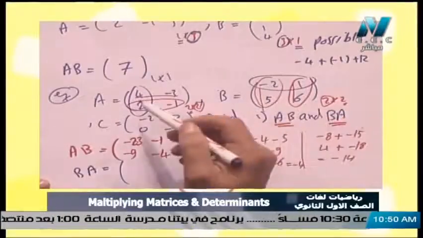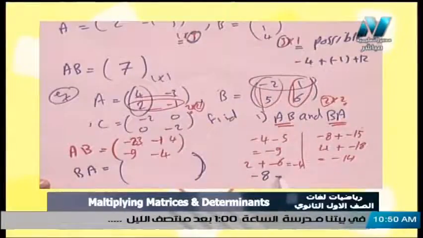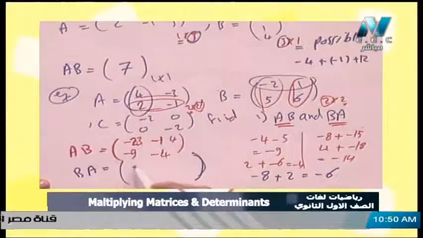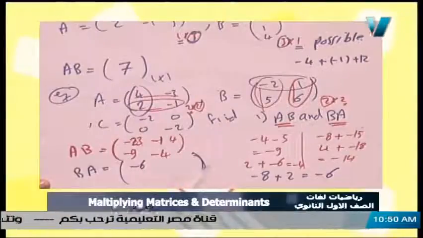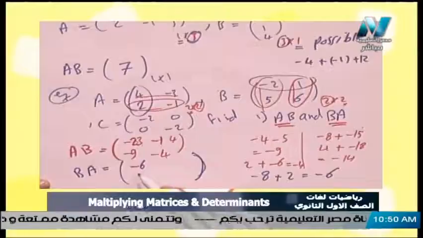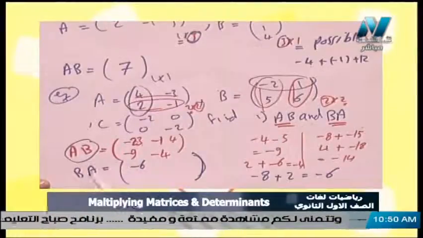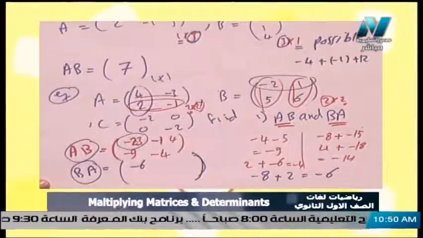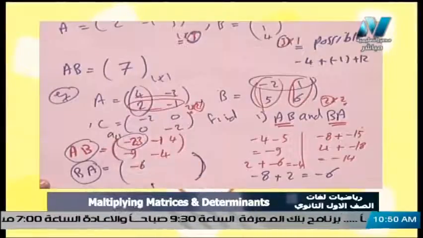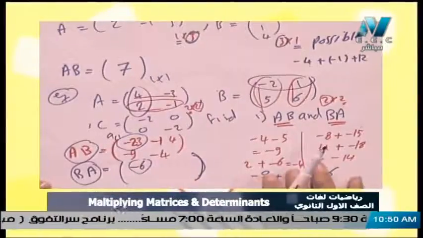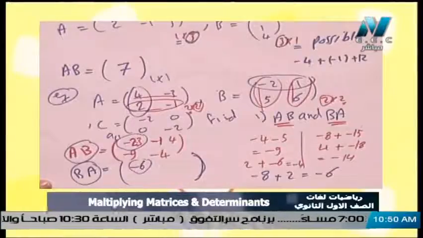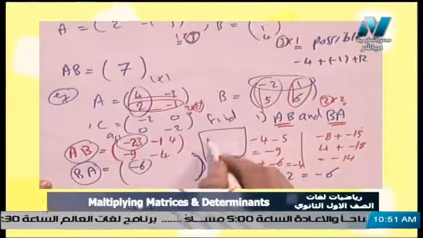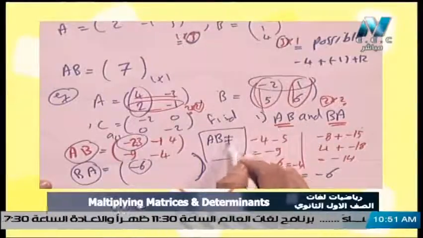Negative 2 times 4 equals negative 8. 1 times 2 equals 2. So the answer equals negative 6. We have here negative 6. We will complete multiplying, but from now AB doesn't equal BA, because as we see, the first element here, which is A11, is different from A11 here, which is negative 6. So the answer of course will be different. So we can say that AB doesn't equal BA.